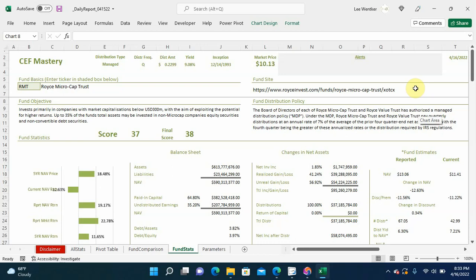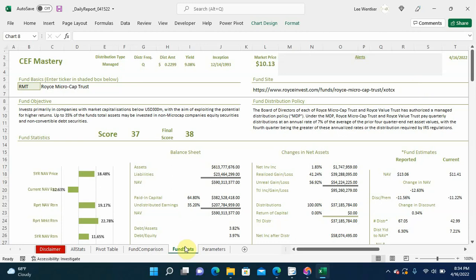In this particular video, I'm going to reveal and explain my latest two additions to the CEF Mastery Super Screener and Interactive Report. These two particular changes focus on the interactive portion of the CEF Mastery Super Screener, which is located on the fund stats page.